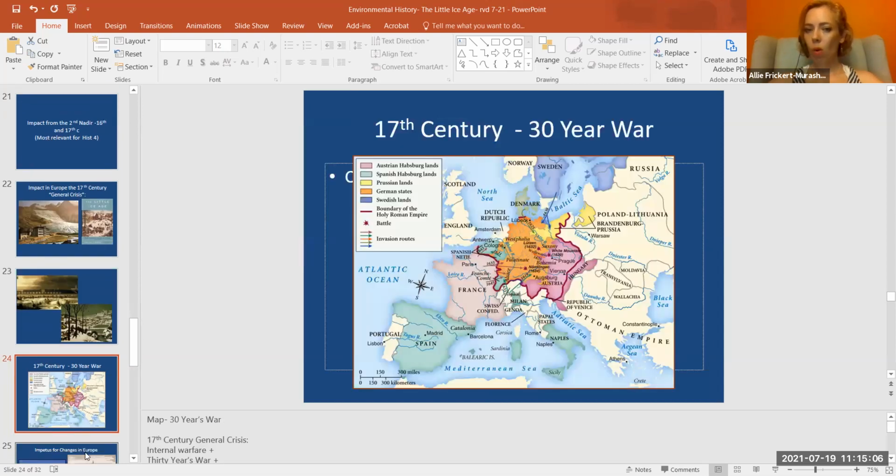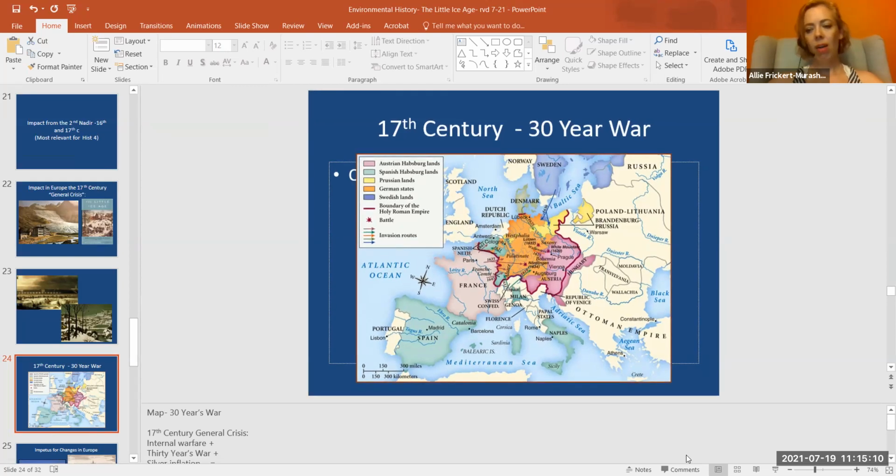You have the Thirty Years' War. The Thirty Years' War was caused by internal warfare. I mean, it was religiously motivated, like Europeans have been fighting for the entire Middle Ages, and then the split of the Protestants and Catholics, one more thing to fight about. But at the surface, this is a religious war, mostly between Catholic and Protestant states or kingdoms. But under the surface is climate change.